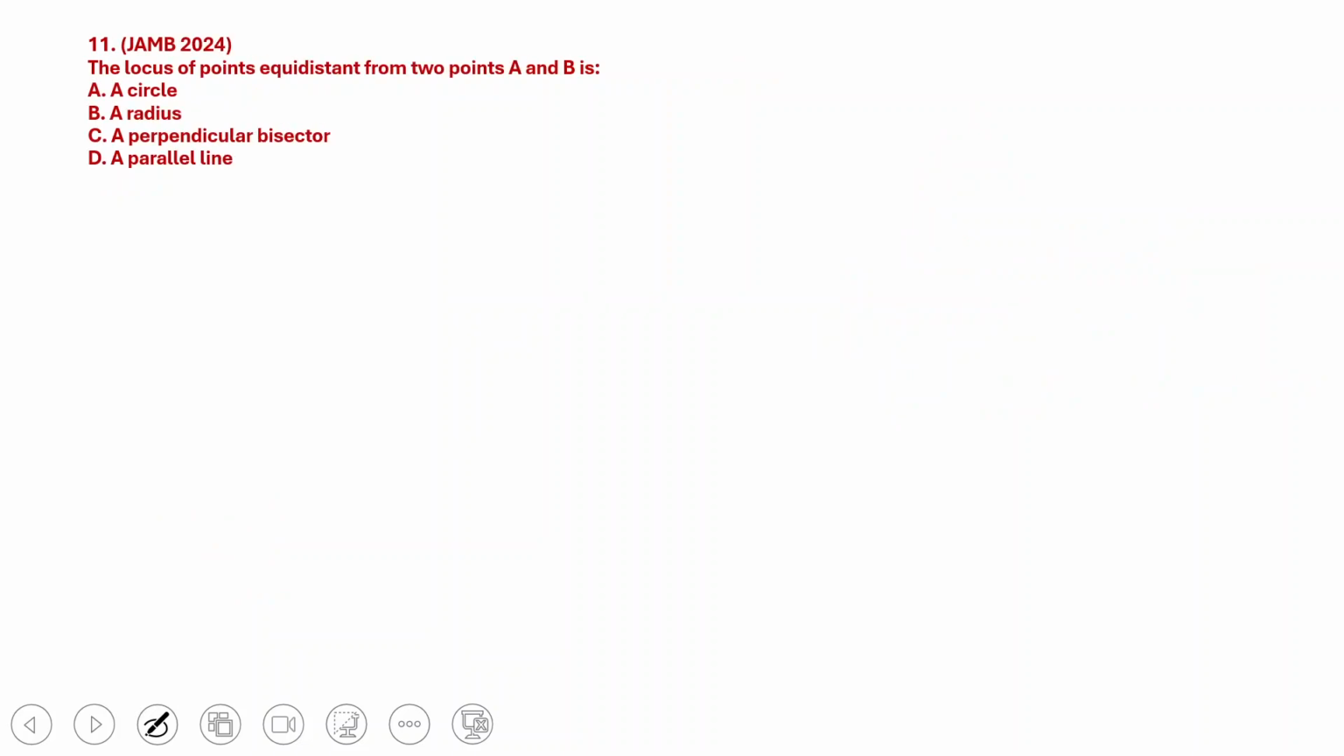Okay, so number 14 says the locus of a point equidistant from two points A and B is. When we say locus, it is like a point. Equidistant means at the center, bisecting the two points. If I have the line A and B, the locus is the point here that is cutting these two into two equal halves.